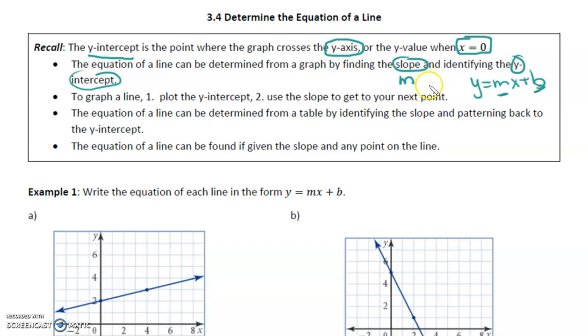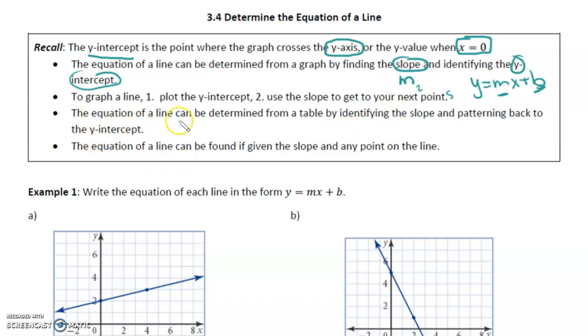And then two, use the slope to get your next point. I usually do 2 points, just so that if they're spaced out a little bit more, I'm drawing the line very accurately through them so that I can read the graph. The more points you do, the more accurate your line is going to be.